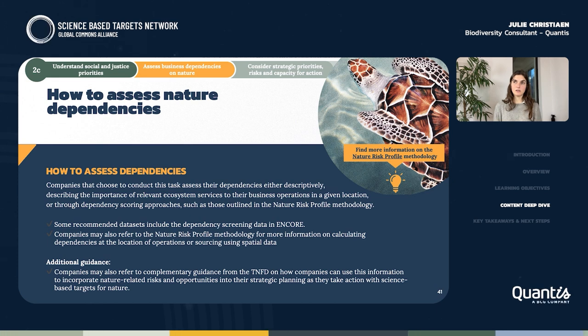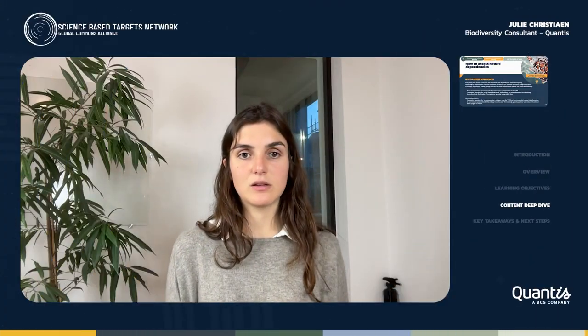Assessing business dependencies on nature is the second of the 3 prioritization approaches in Step 2C. So why should you assess dependencies? Understanding your company's reliance on ecosystem services helps you gauge the risk of financial loss if those services degrade, and it highlights opportunities to increase positive impacts.